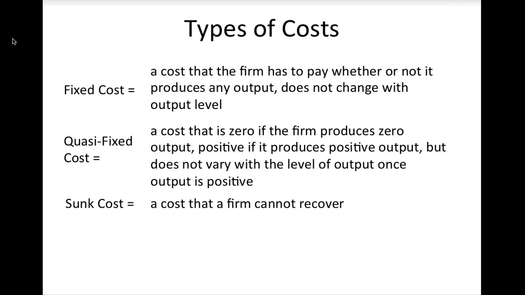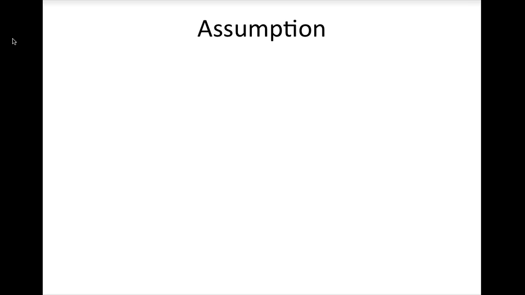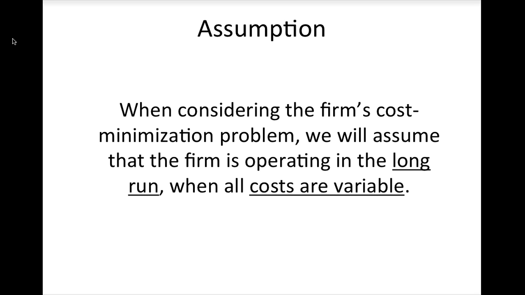The final type of cost is a variable cost, which, as the name implies, is the cost of the variable inputs into a production process. Variable costs increase as the level of output increases. Examples of variable costs include items like labor and the cost of the materials required to make a firm's product. Before we continue, we will make one assumption. When analyzing the firm's cost minimization problem, we will assume that the firm is operating in the long run. Recall that in the long run, all costs are variable.